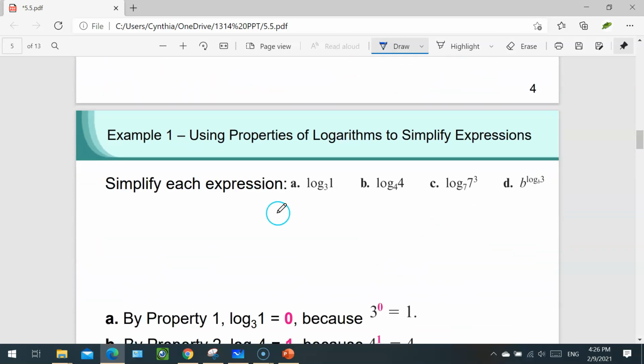We do the practice here. Simplify each expression. Log base 3 of 1. If I treat this expression as a box on the right hand side, that means converting into exponential form, we will get 3 to the power box equals 1. So apparently the box number must be 0. Part B, log base 4 of 4. Since this 4 can be reduced with the log base 4, it just simply equals 1.